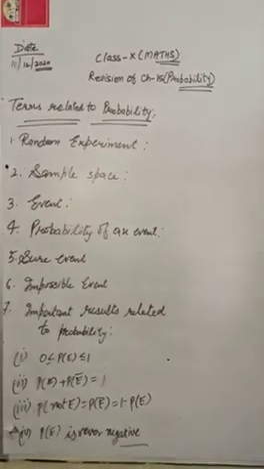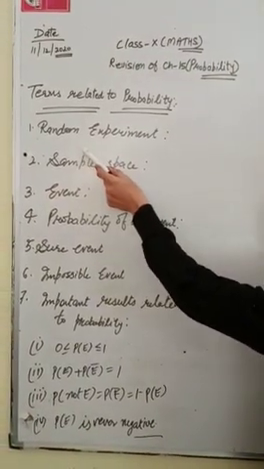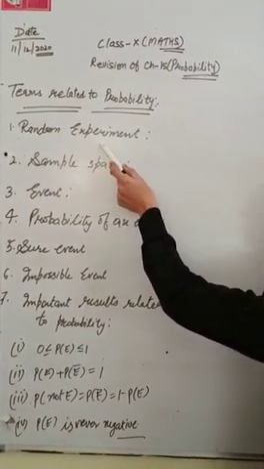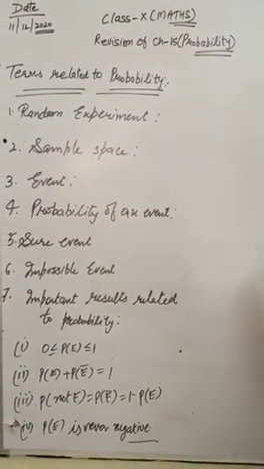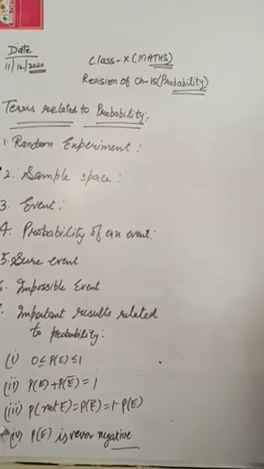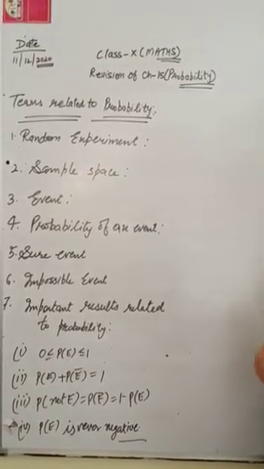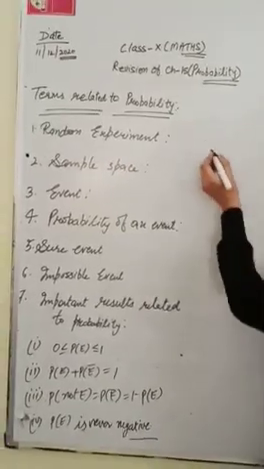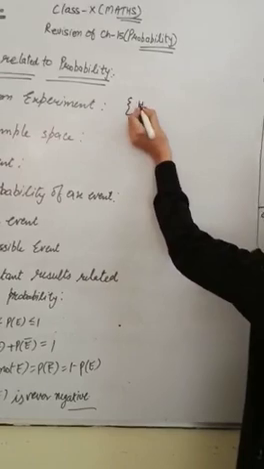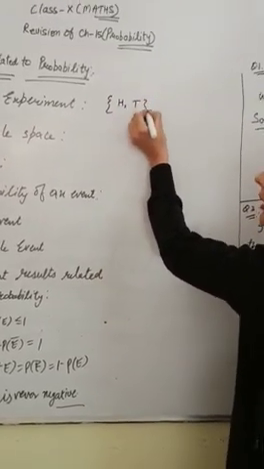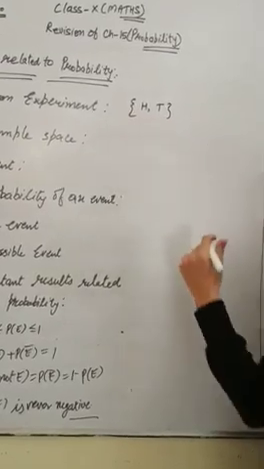So here I have written the first point: the terms related to probability. The first one is the random experiment. A random experiment means any experiment we are doing whose total outcomes we know, but which outcome we will get is unknown. For example, if a coin is tossed, the outcome can be head or tail. Any one of them can occur. So this is a random experiment.